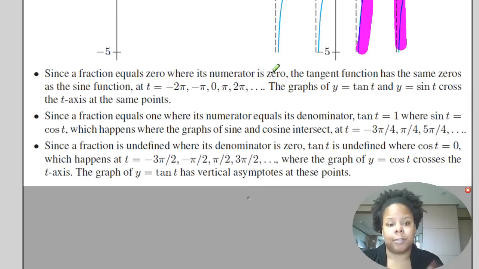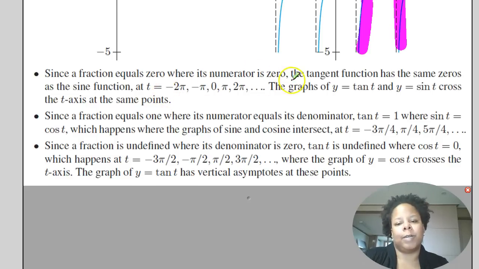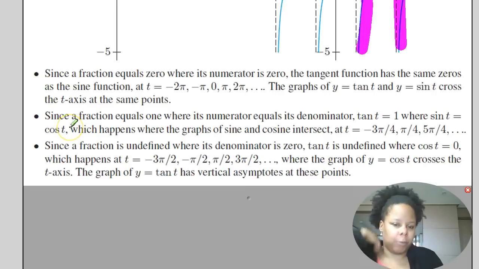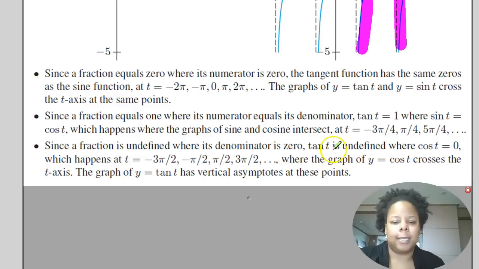So since the sine is always 0 at whole numbers of pi, then we have that the tangent is always 0 at those exact same values, whole numbers of pi, or multiples of pi. And the fraction equals 1, where the numerator is equal to its denominator, when t is equal to pi over 4, or the reference angle is pi over 4.